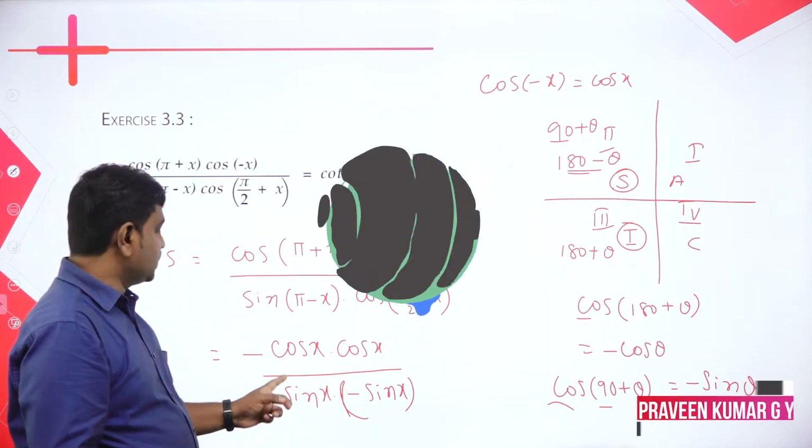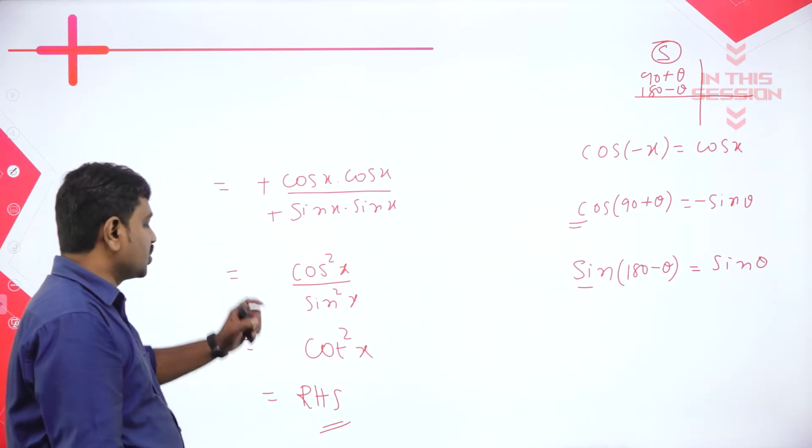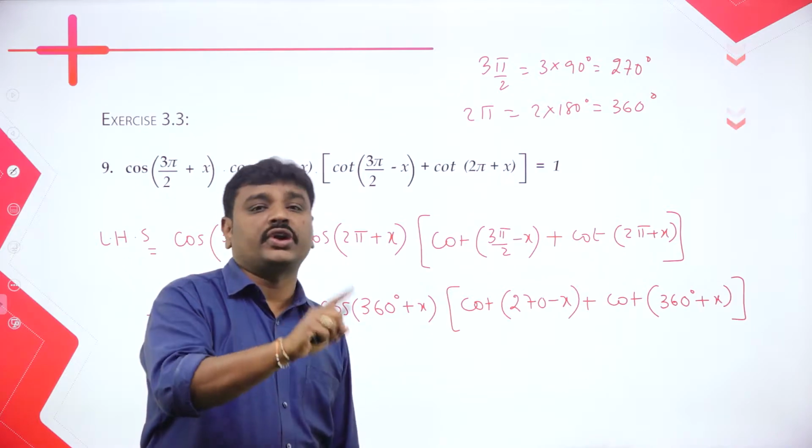So minus cancels, cos into cos becomes cos square, sin into sin becomes sin square, cos square by sin square becomes cot square. You know, for 270 and 90, function changes to co-ratio.